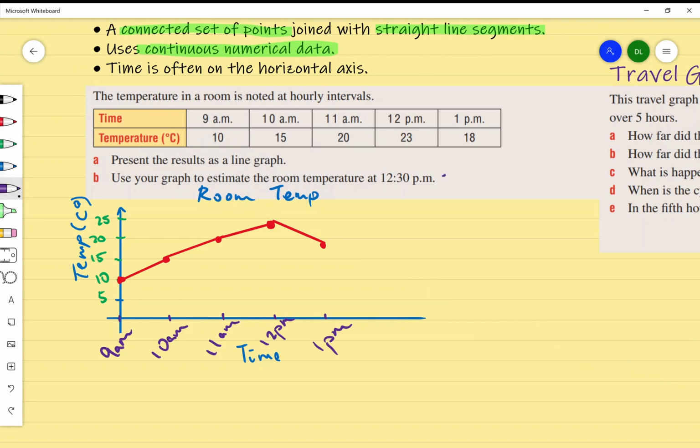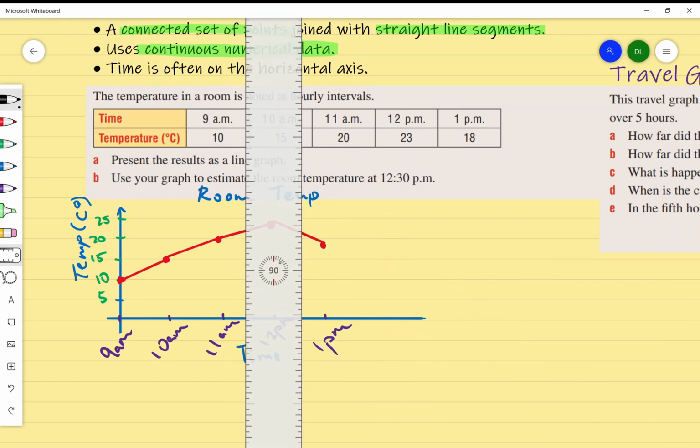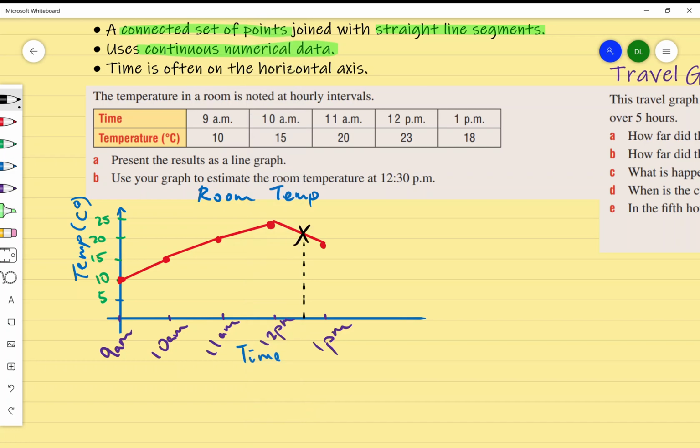Now we need to use the graph to estimate the room temperature at 12:30 p.m. Now I know 12:30 is between this time of 12 and this time of 1 p.m. So I know it's exactly half. I'm going to go ahead and grab my ruler and try to draw exactly half. Let's say about there. I'm going to do a dotted line up to the top so I can see. I know it is approximately at that time.